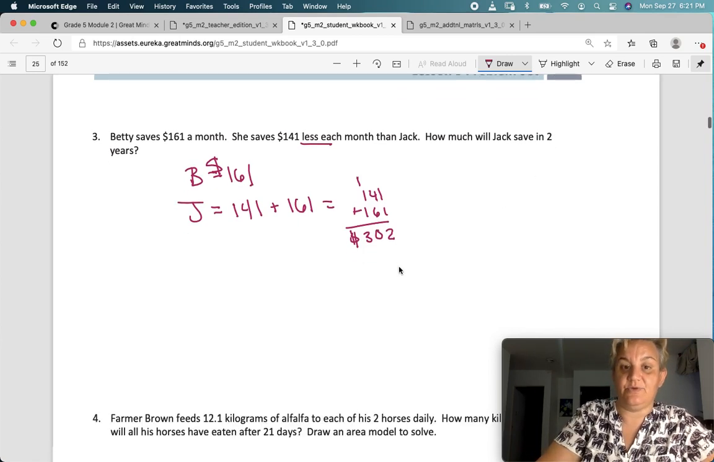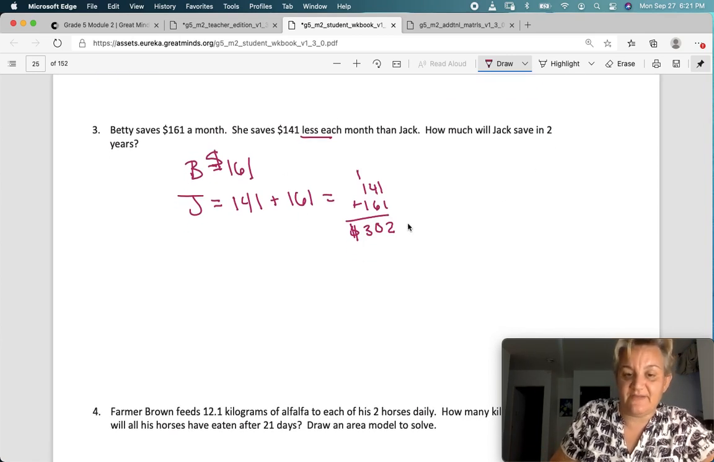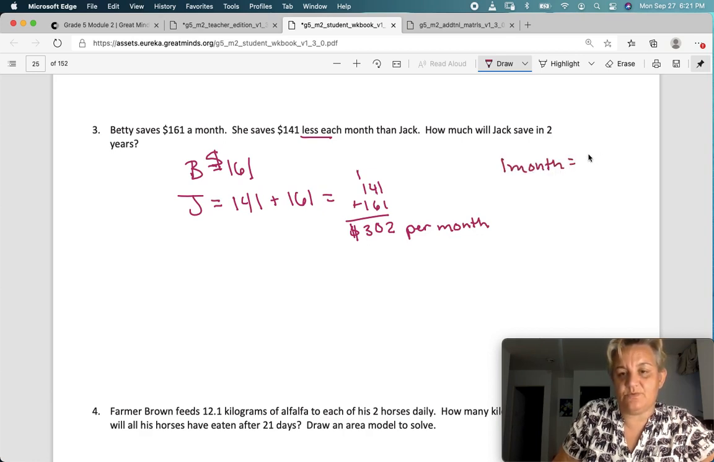How much will Jack save in 2 years? Now you have to know how many months are in a year. So if he saves $302 per month, 1 month equals, 12 months equals 1 year. Then 2 years will equal how many months? This doubled. So 24 months.